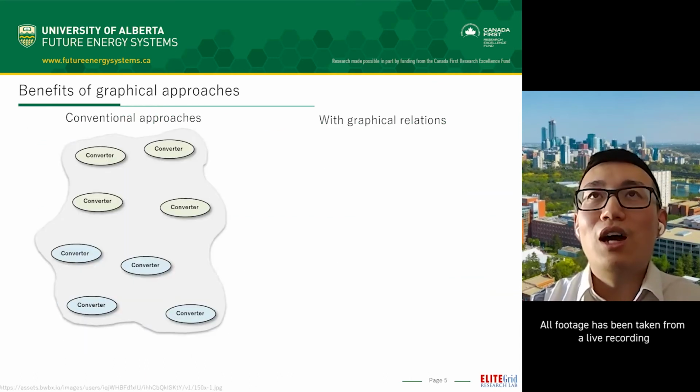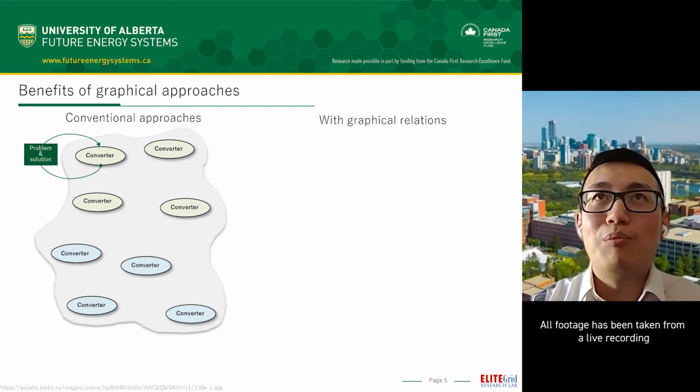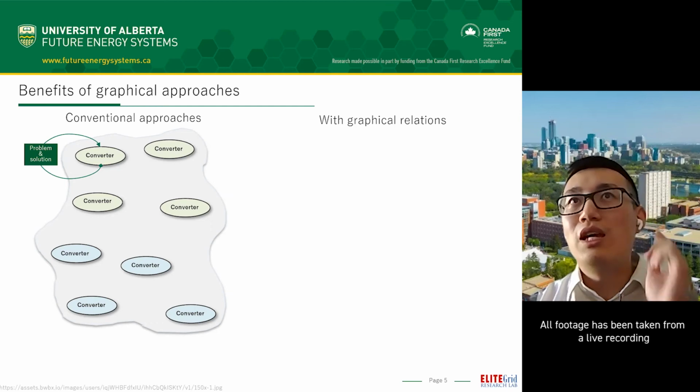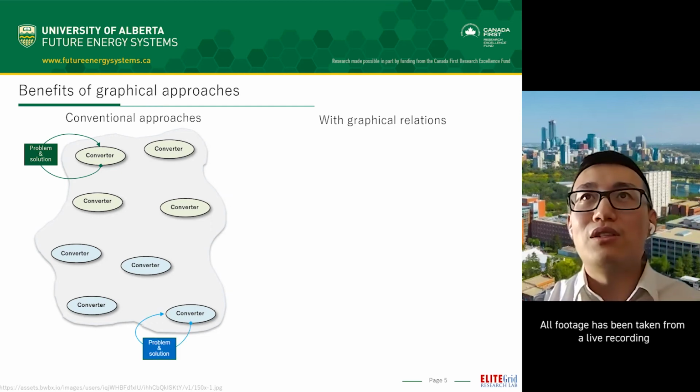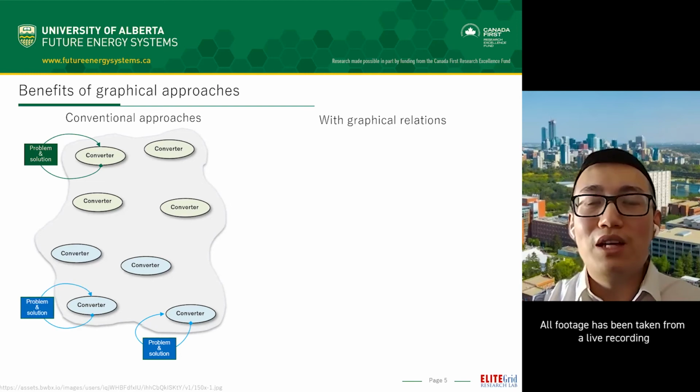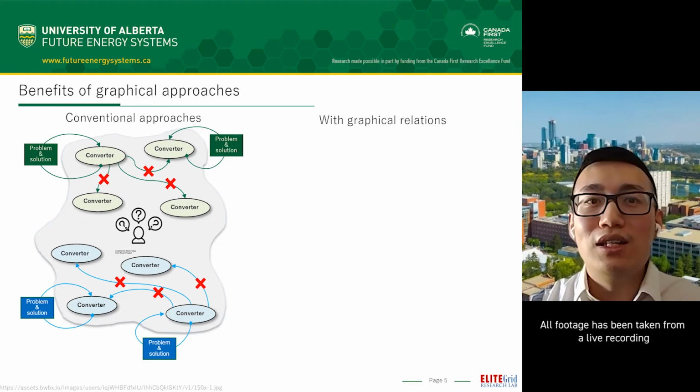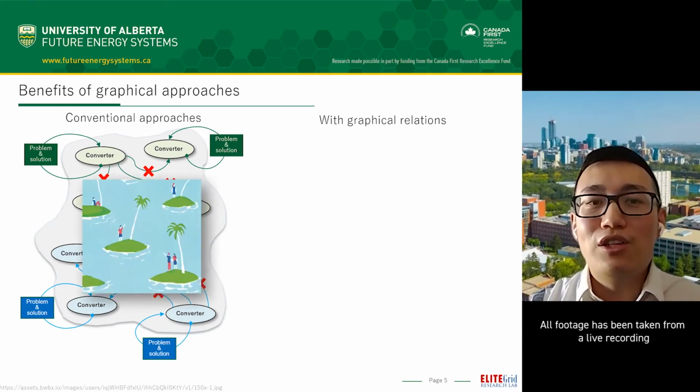So what are the advantages of doing so? In the traditional research methodology, we normally deal with one specific type of converter, find the problem, and provide a solution for it. If we encounter another converter, we go through the same process all over again. We can imagine that there are a lot of different converters and a lot of different people studying them. It's like islands where each of us is isolated from each other.